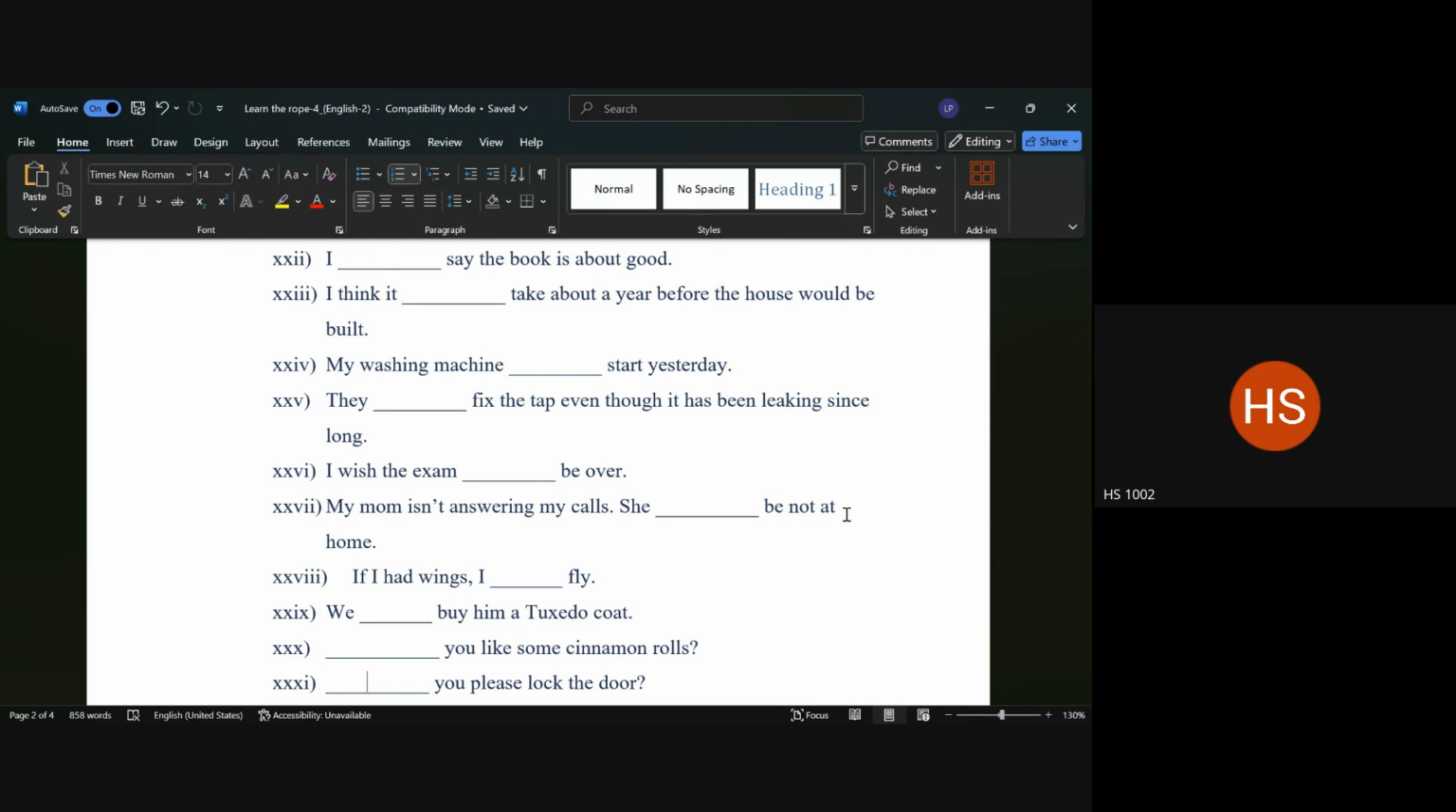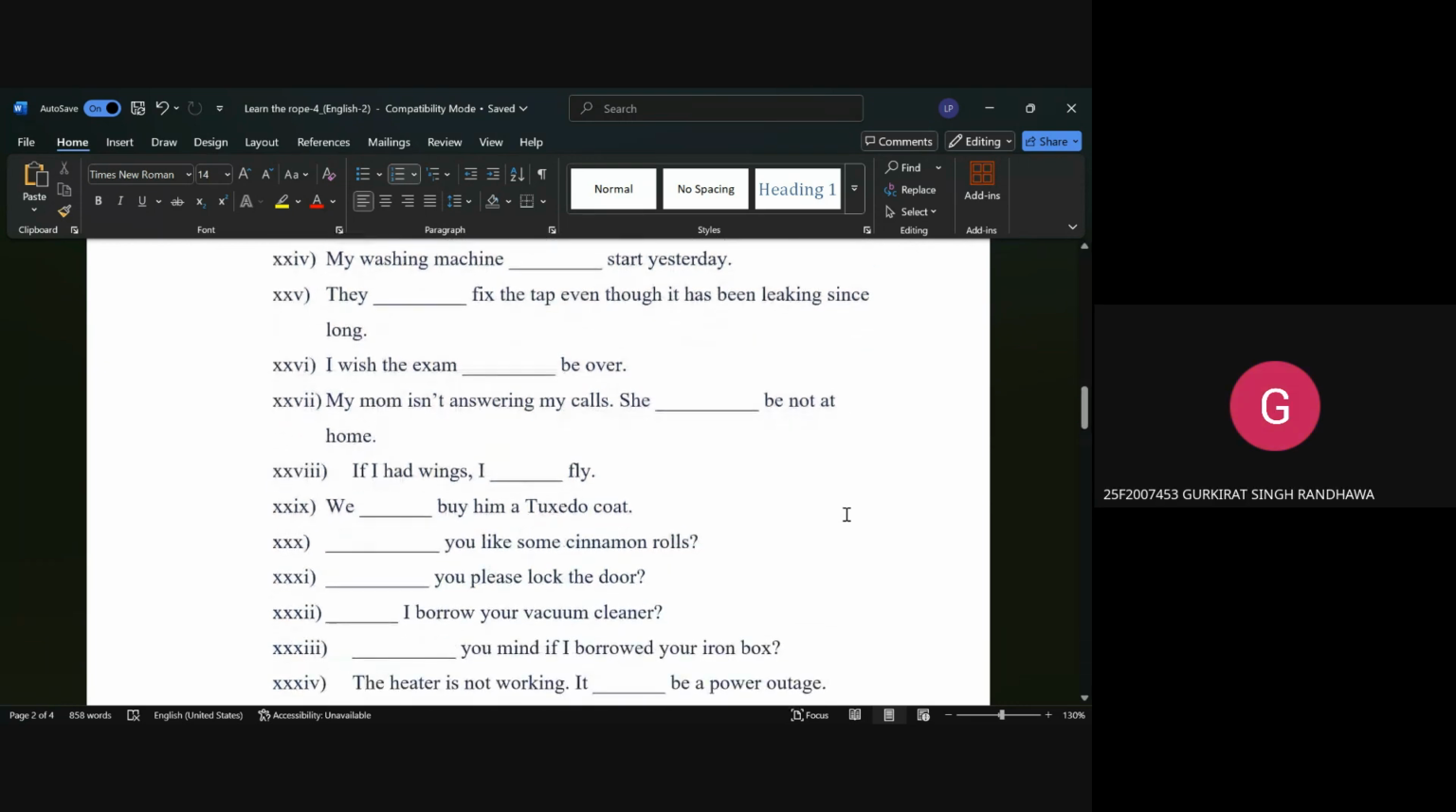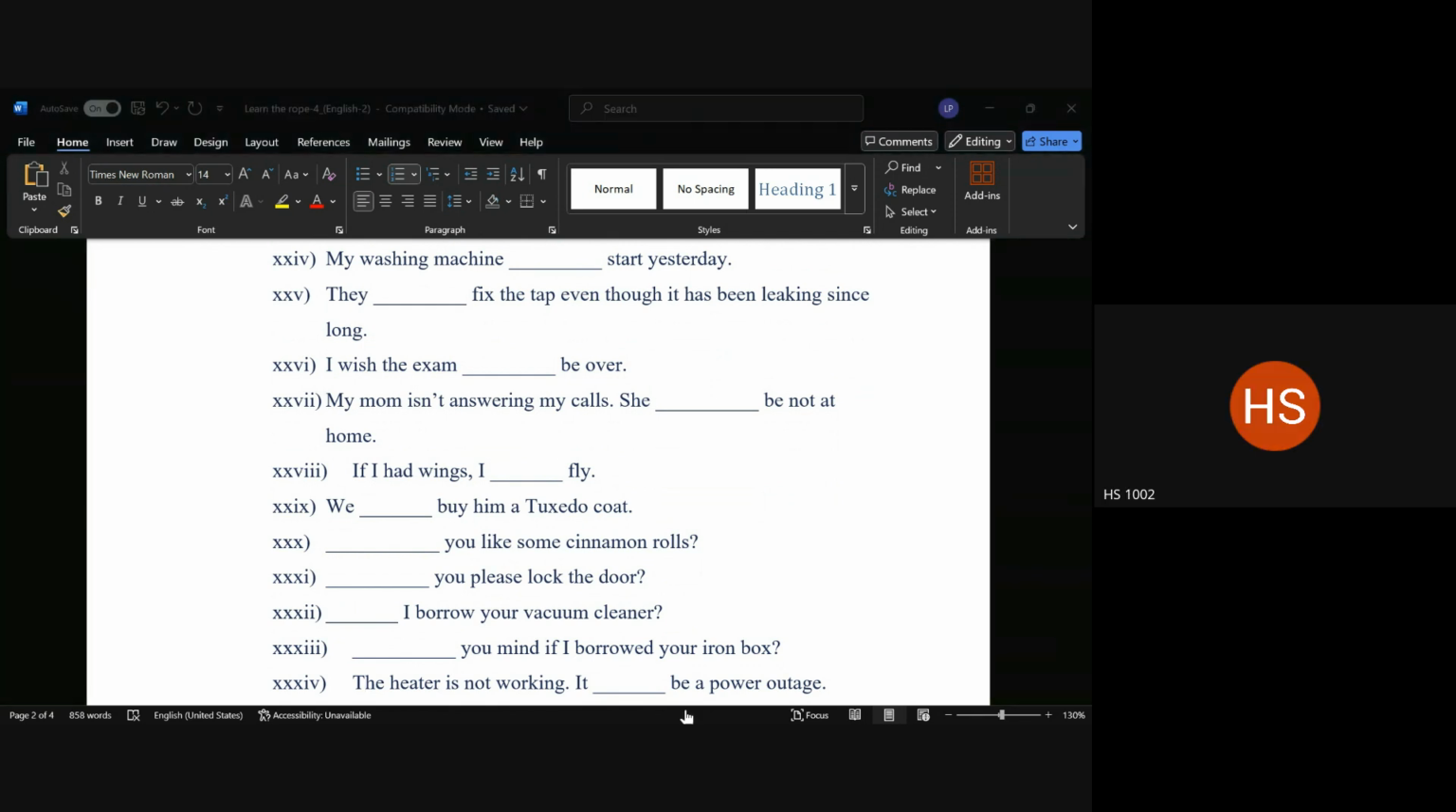Then the 25th one: they dash fix the tap even though it has been leaking since long. Should? They shouldn't fix the tap even though it has, no. They couldn't fix the tap even though it has been leaking since long. They wouldn't, yes. You could also say wouldn't to indicate lack of willingness, right? In fact, you can also say they won't. They won't fix it. They wouldn't fix it. They couldn't fix it.